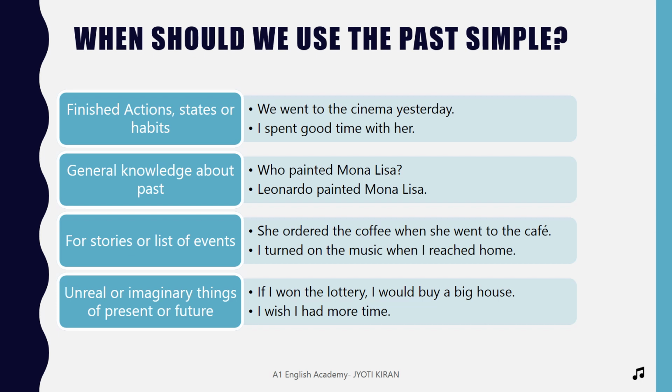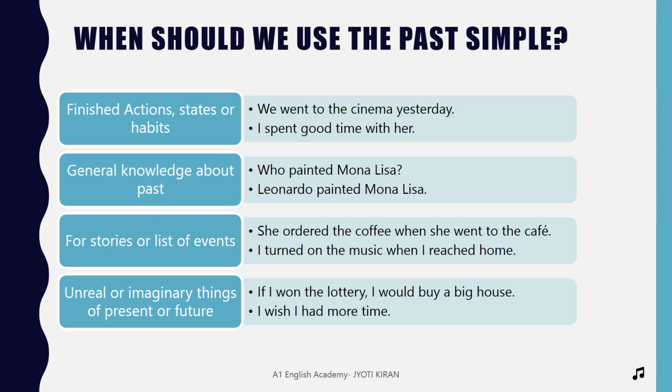Secondly, general knowledge about the past. See the example. Who painted Mona Lisa? Leonardo painted Mona Lisa. So these are the actions which took place in the past, but whenever we have to talk about these, we will be using past simple.